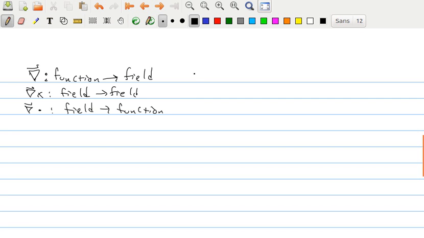There are certain results that I encourage you to check. The first is that if I take the curl of the gradient of f, so the gradient turns a function into a field, the curl takes that field and turns it into another field, this actually is always 0. And if we compose these two together, if I take the curl of a field and then take its divergence, this is also going to be 0, although this is the 0 scalar because we've done the divergence.